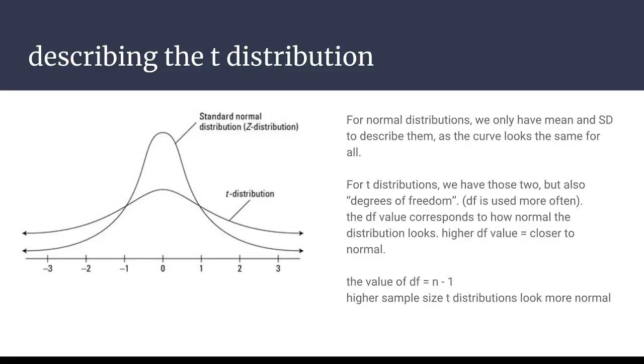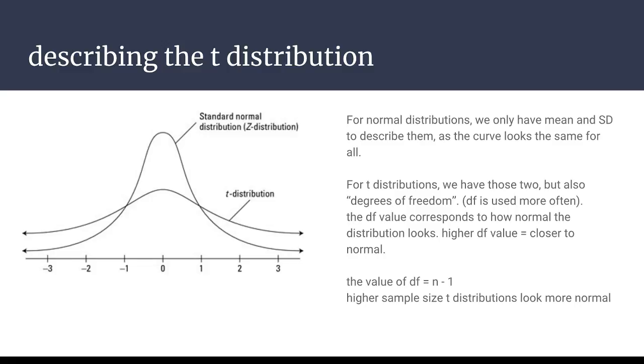So if we're describing a t-distribution, for a normal distribution, we only describe it using mean and standard deviation, correct? Those are the only variables that we use to describe it. We can do all our normal CDF stuff just using the mean and the standard deviation. But for the t-distribution, it's weird. Don't read what I wrote here because that's not the best way of expressing it.